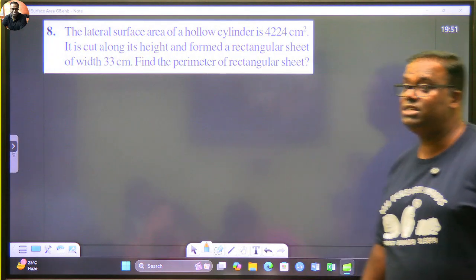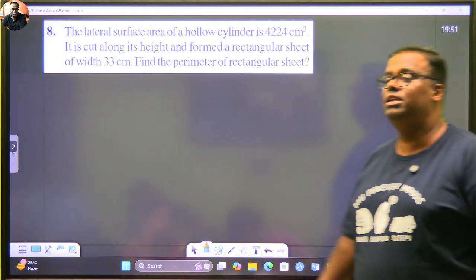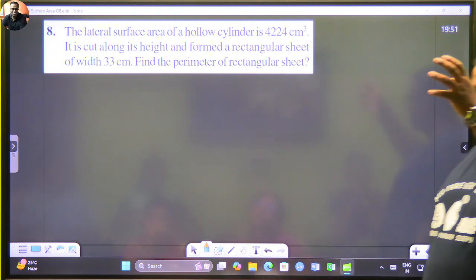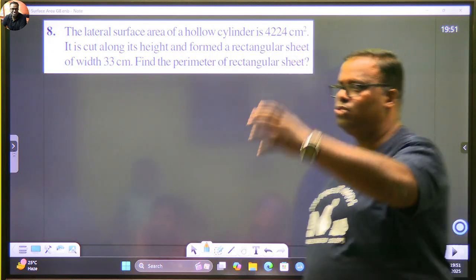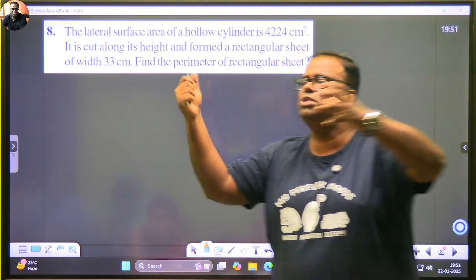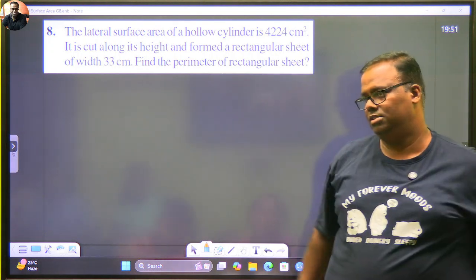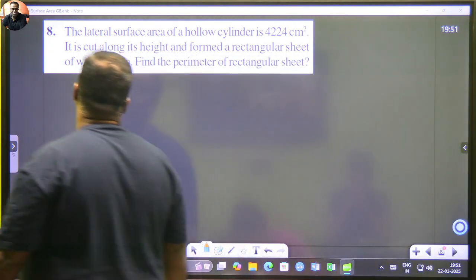Lateral surface area of a hollow cylinder. What is a hollow cylinder? Like a pipe. Like a kitchen tissue roll, when all the tissue is finished. All the tissues are over in our kitchen tissue roll. Then what do you have? Hollow cylinder. Understood? Lateral surface area.